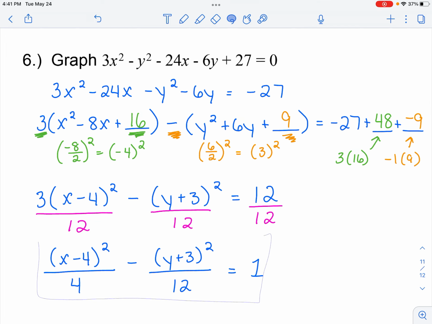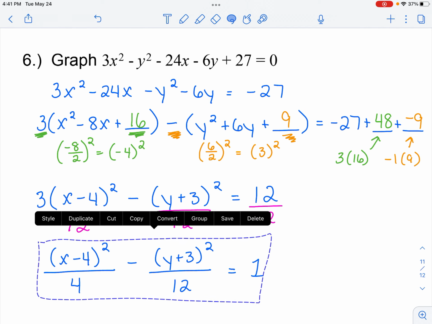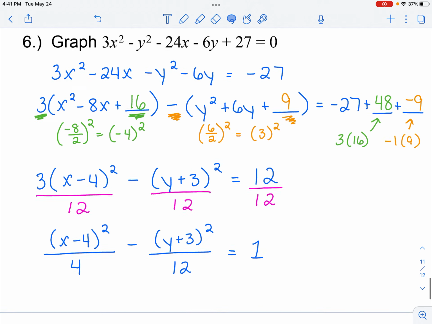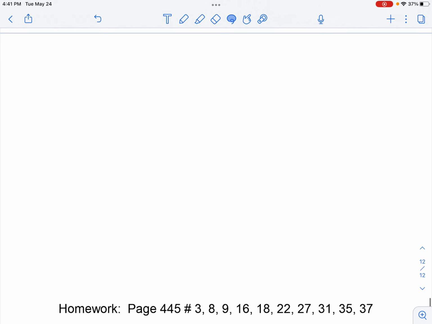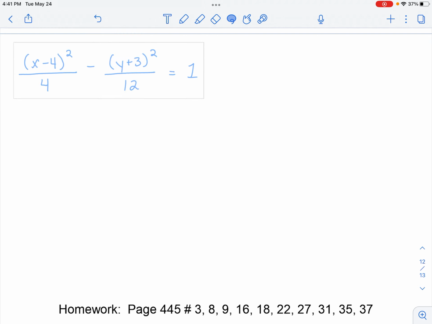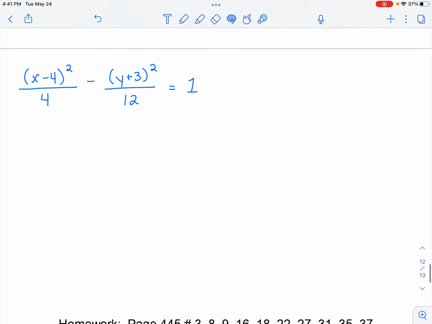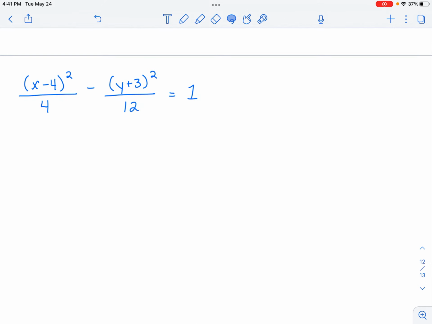All right, so let's copy this over. The magic of an iPad. And I'm going to go down to the next slide. All right, there it is. So this is what we're going to try to graph now.